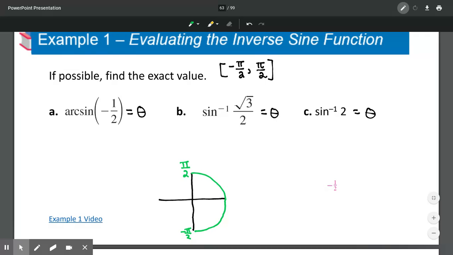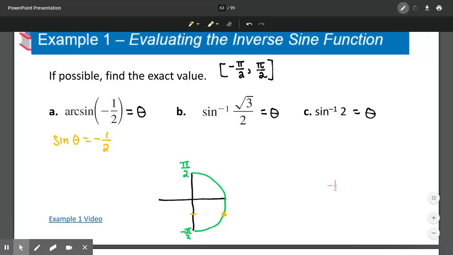So for this first one where it says arc sine of negative 1/2, that means really that the sine of some angle measure equals negative 1/2. So somewhere on the unit circle, the sine is negative 1/2. So that would be your y value is negative 1/2. So it would be right here.